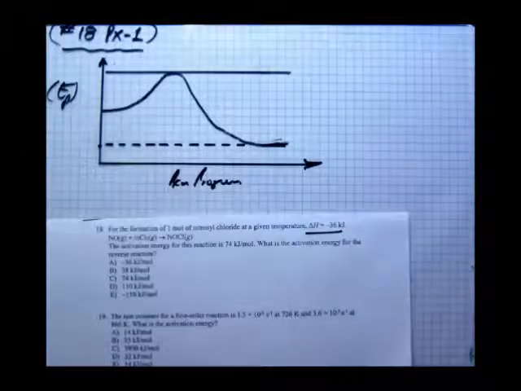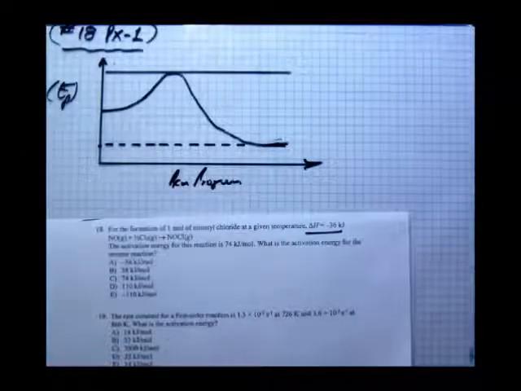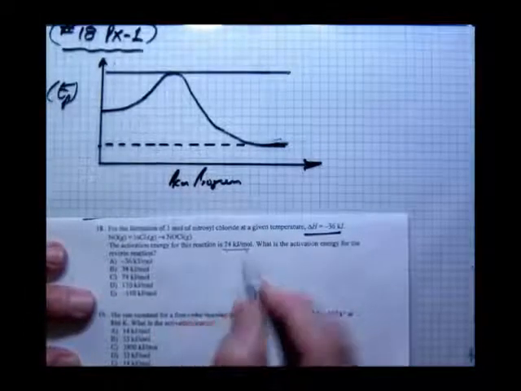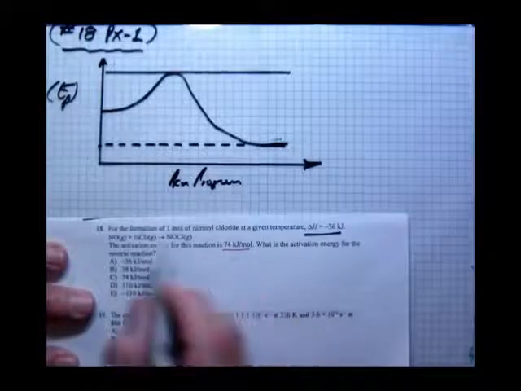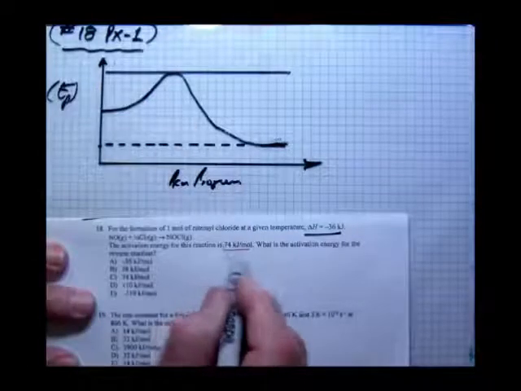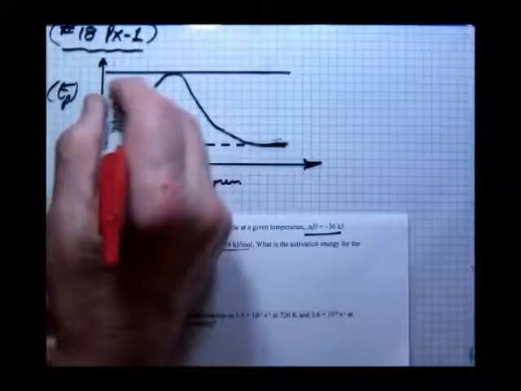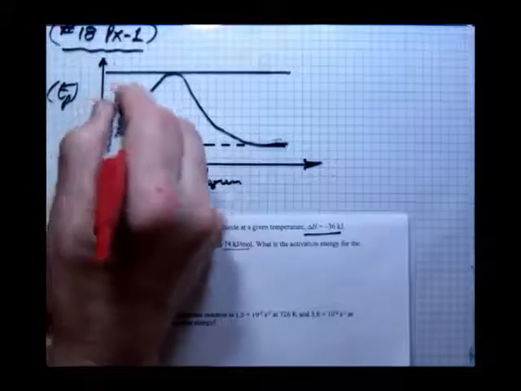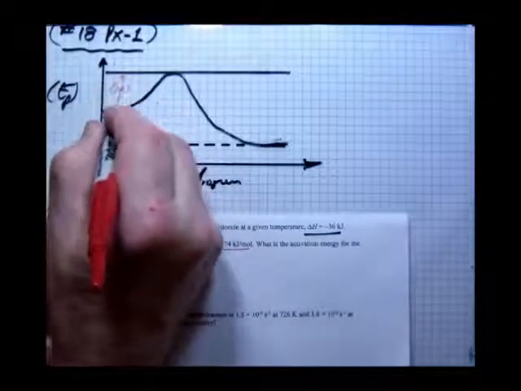And they give us in the problem the activation energy for the reaction. Well, that implies a forward reaction if you're working with this. So the forward reaction energy is 74 kilojoules per mole. So I'd have 74 kilojoules per mole right there.